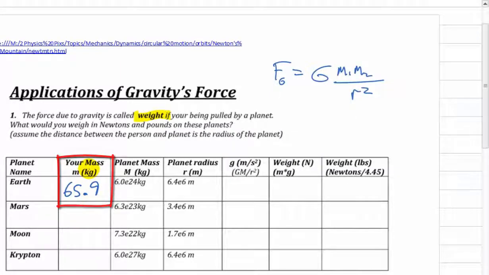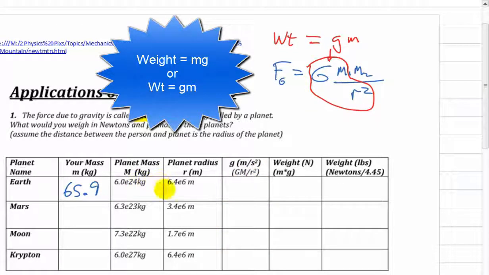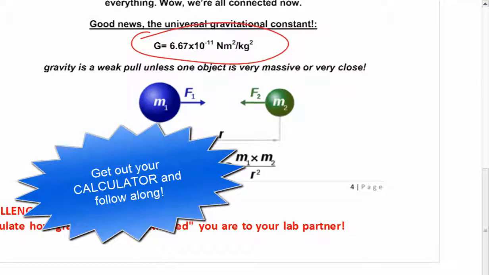So the next thing we've got to calculate is what is g on that planet. And here's how you get g. If we just take this part of the equation right here, force due to gravity, we call weight, G times m over the radius squared. So G is the universal gravitational constant, which was given on the previous page. You don't have to memorize it. We're just going to use this number, 6.67 times 10 to the negative 11th. So let's go ahead and put that into our calculators.